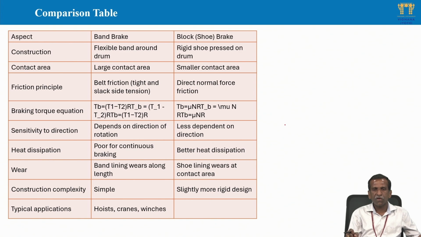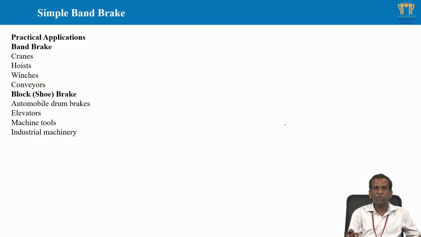Shoe brake applications: these are simple vehicles, generally automobiles. So application wise you can see block or shoe brakes in automobile drum brakes, elevators, machine tools, and sometimes industry machinery. But in the case of band brakes, cranes, hoists, winches, conveyors, and material handling equipment wherever it is. These are the applications and the difference between band and block brakes.